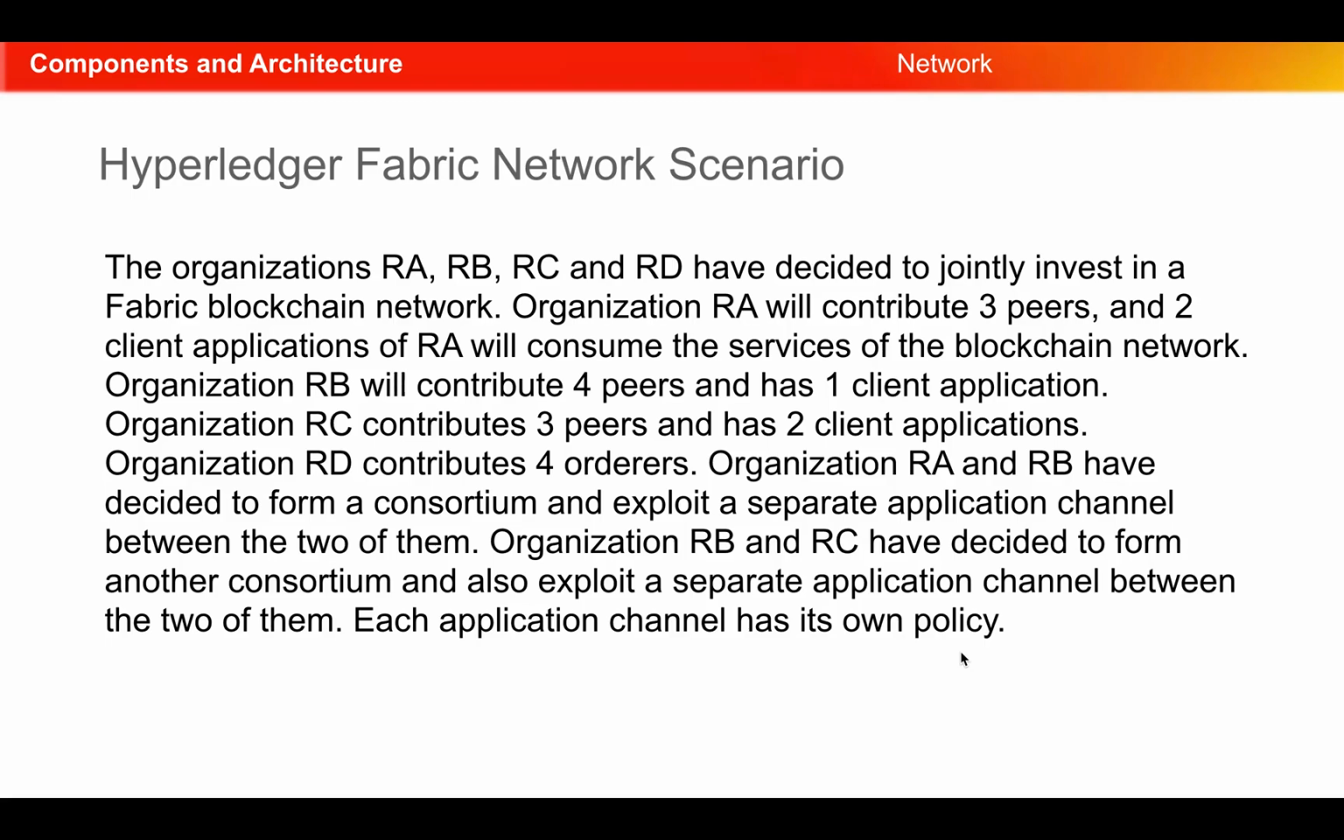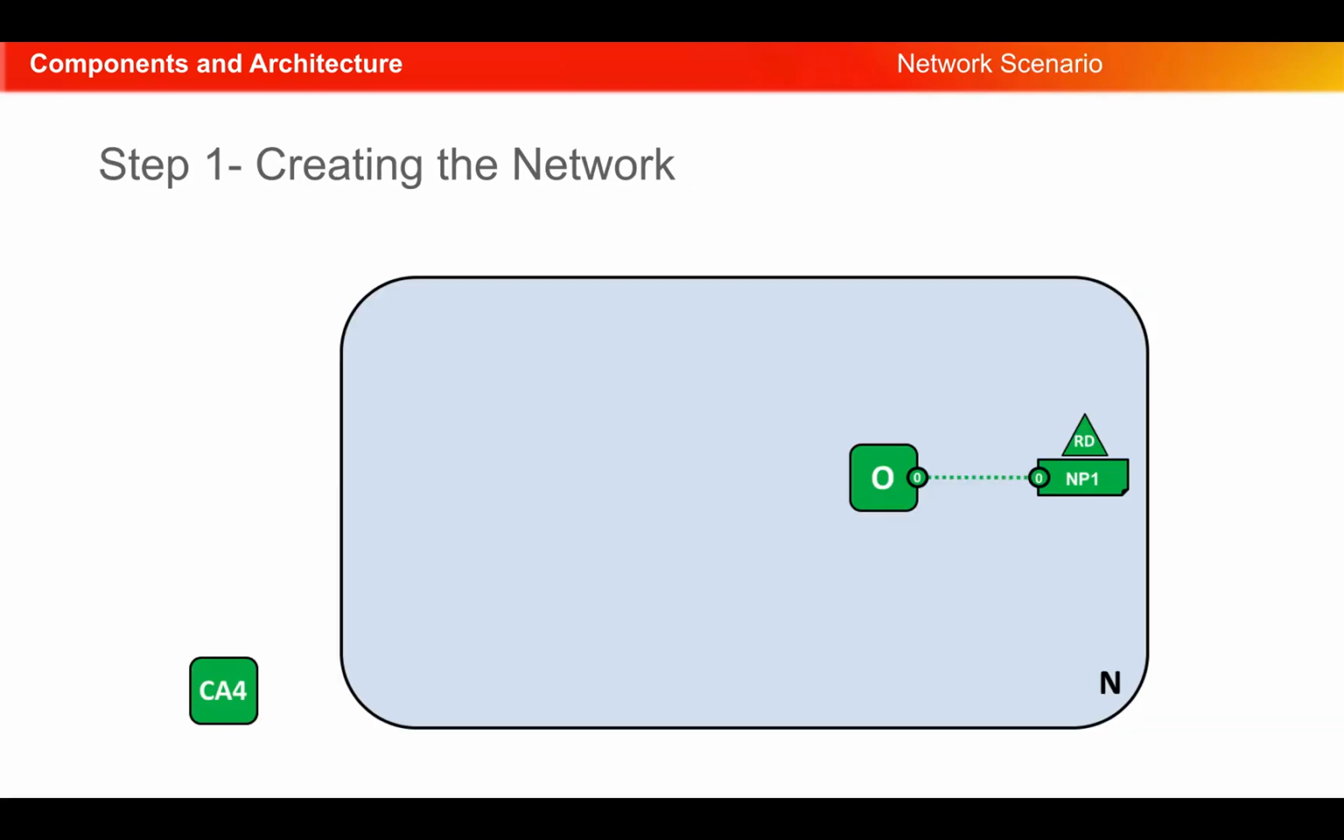From the next slide, I'm going to explain how the network will get formed in an incremental fashion. So let us consider this as a Fabric network that we are going to build. The first thing that we need for a network is an orderer. As you can see here, you have one orderer which is facilitated by the certification authority 4, and it is governed by the organization RD, and it has to adhere to the policies mentioned here, which is network policy 1. So this is the first step in creating the network.